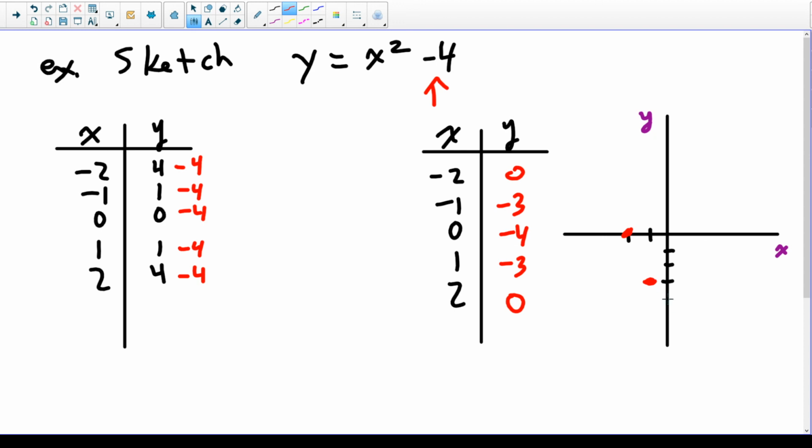And then 0 and -4, which is about there. You're going to put a point there. And then 1 and -3 is, now we're going to talk about this fact that they're exactly the same height on either side of the y-axis here. And then I know that these are going to be exactly the same distance away on the y-axis as well.